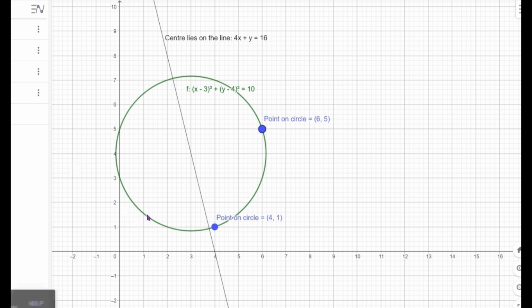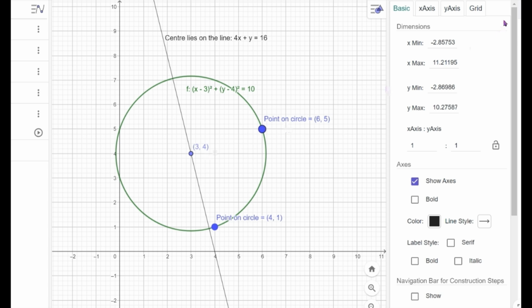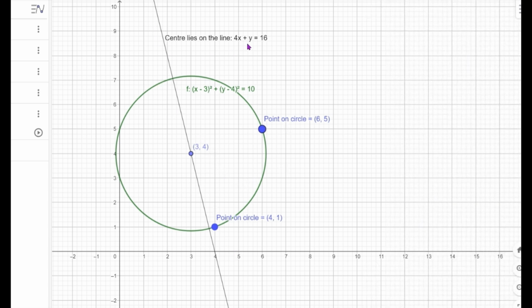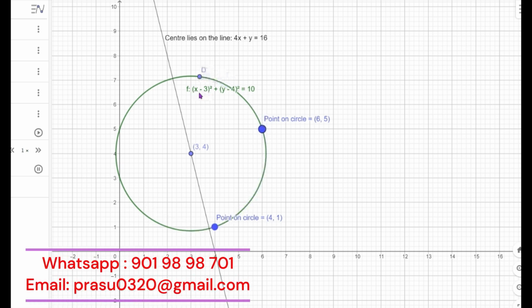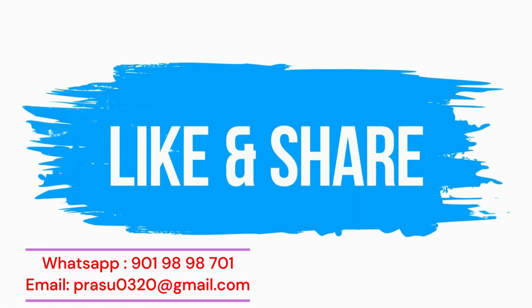Okay. So now I'll mark the point 3, 4. You can check it here. So you can see here, this point is 3, 4. That's lying on the line equation 4x plus y equal to 16. Okay. So all these points along this circle will satisfy the equation x minus 3 whole square plus y minus 4 whole square equal to 10. Two of the points are 4, 1 and 6, 5. Okay. The center of the circle is 3, 4.